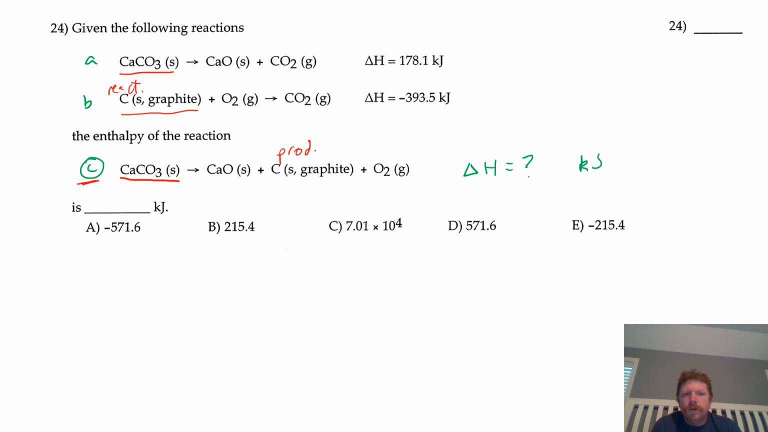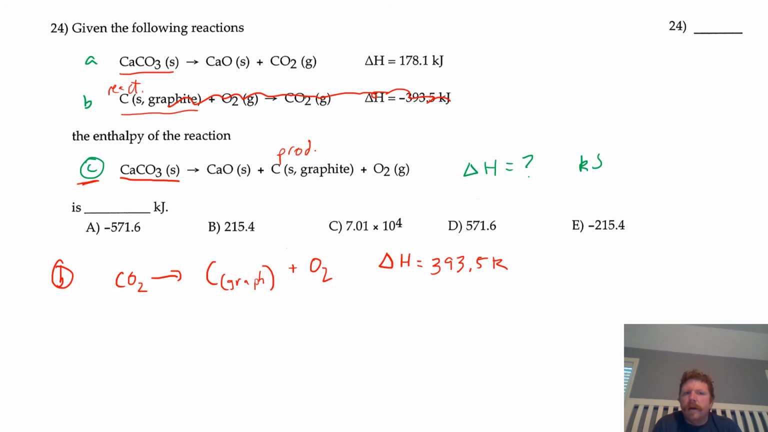So what I need to do there is take B and flip it. So CO2 yields C, let me write graphite here, plus O2. My delta H for this reaction, since I flipped the reaction, I've got to flip the sign. It's 393.5 kilojoules. It's not a negative number, instead it's positive. So I'm going to scribble B out because I've rewritten B in how I want it to be presented.